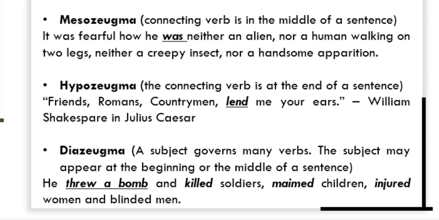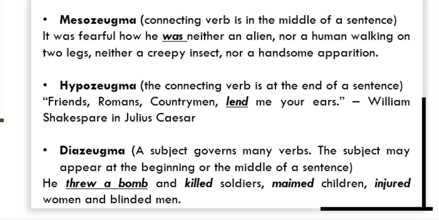Okay, this has to do with the subject, not really the verb now. The subject may appear at the beginning or at the middle of the sentence. So take a look at this. He threw a bomb and killed soldiers, maimed children, and injured women and blinded men. Okay, so we can see the subject throwing the bomb is actually responsible for the verbs that occur next.